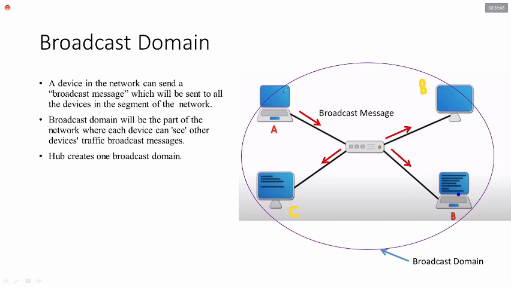So let's say A wants to send a message to B. So we put B's address and send, right? Then it's a normal message. A broadcast message means if you want to share some information with everybody in the network, then we send a broadcast message. So there you cannot put a next stop address. Why? Because this should go to everybody.